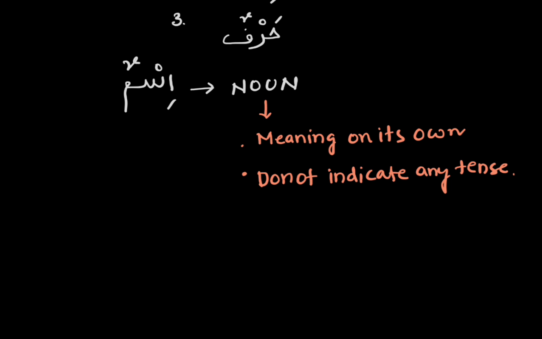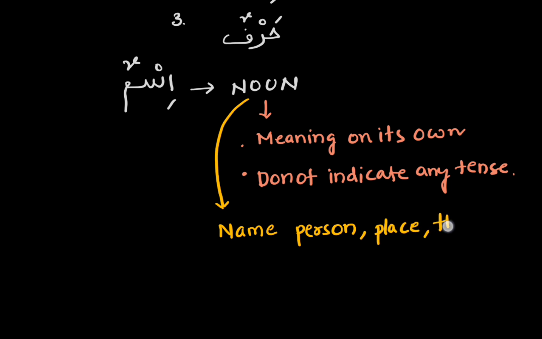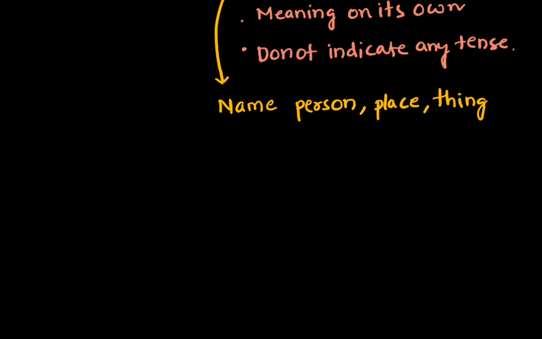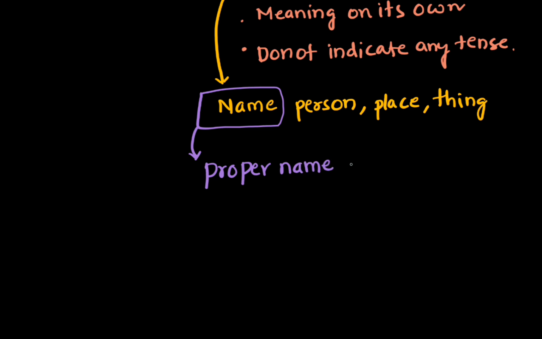Noun is also a name of a person, place, or thing. So noun is a name of a person, place, or a thing. The name can be a proper name or a common name.